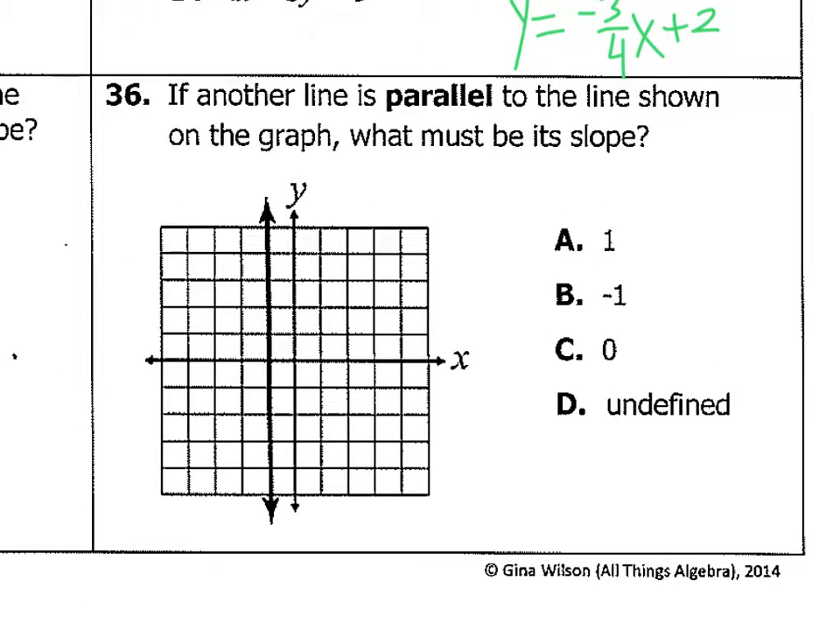If another line is parallel to the line shown on the graph, now the line on the graph is right here, what must its slope be? If you're a vertical line, what would your slope be? 1, -1, 0, or undefined?